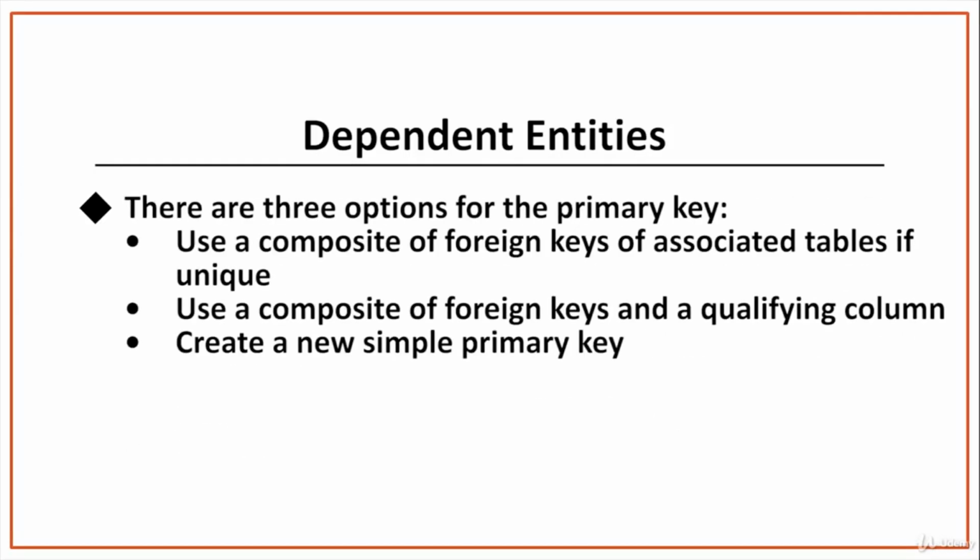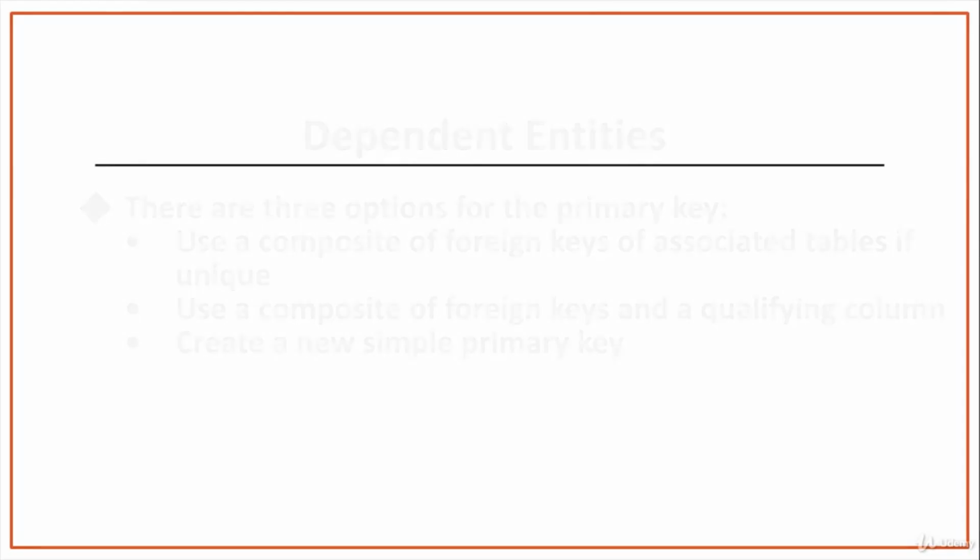There are 3 options for the primary key. Use a composite of foreign keys of associated tables if unique. Use a composite of foreign keys and a qualifying column. Create a new simple primary key.